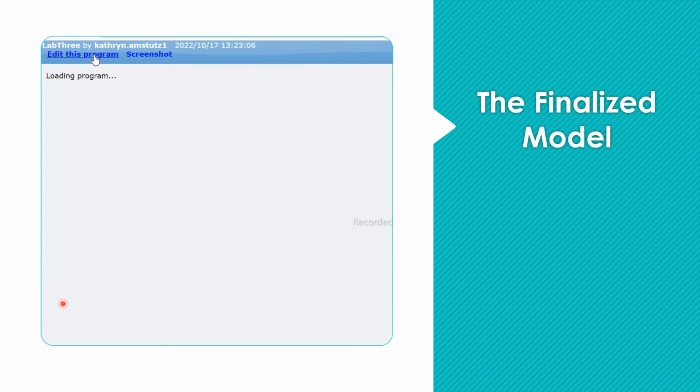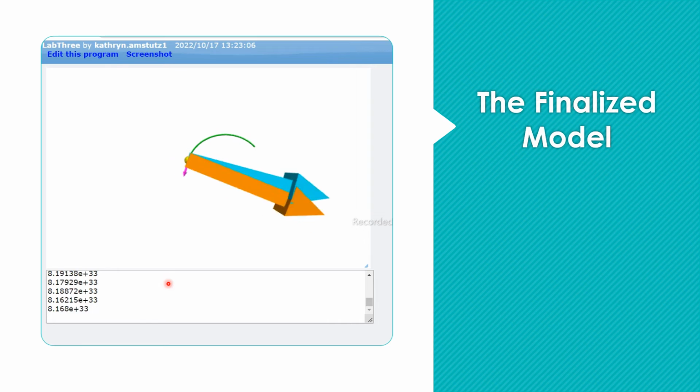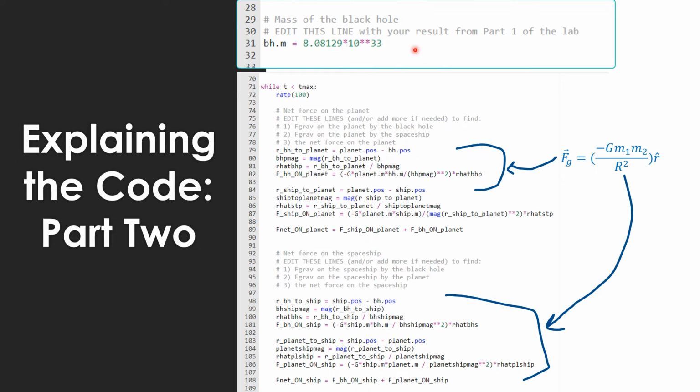And then this is what the model looks like when it is actually running. You can see the slightly different masses, but they're all quite similar. They're all 10 to the 33rd, and they all work together to get the finalized mass of 8.08129 times 10 to the 33rd power. And that is part of the initial components for part 2.